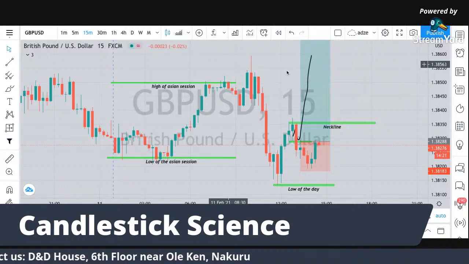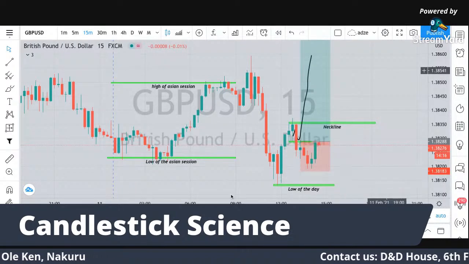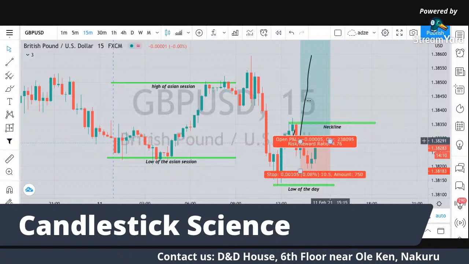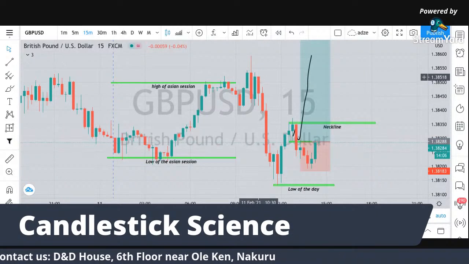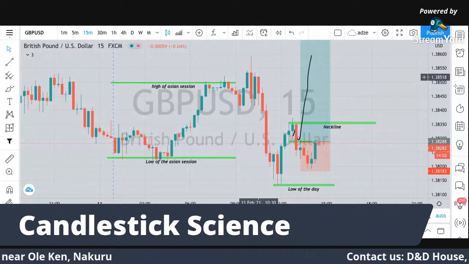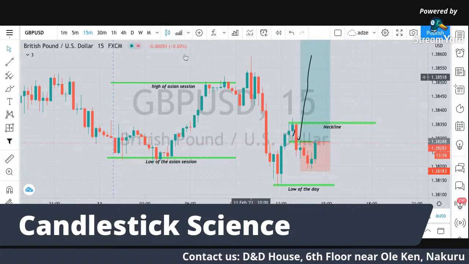There's a small rejection in this particular zone. This is a test. Let's see if price can decide to break 1.3828. If we round it off, it is 1.3829. If we round it off, it is 1.383.